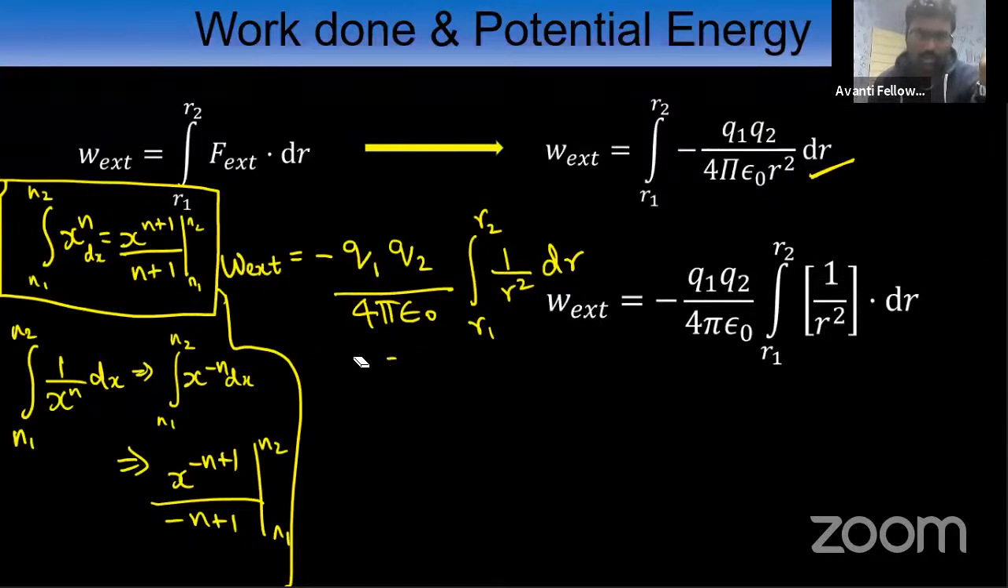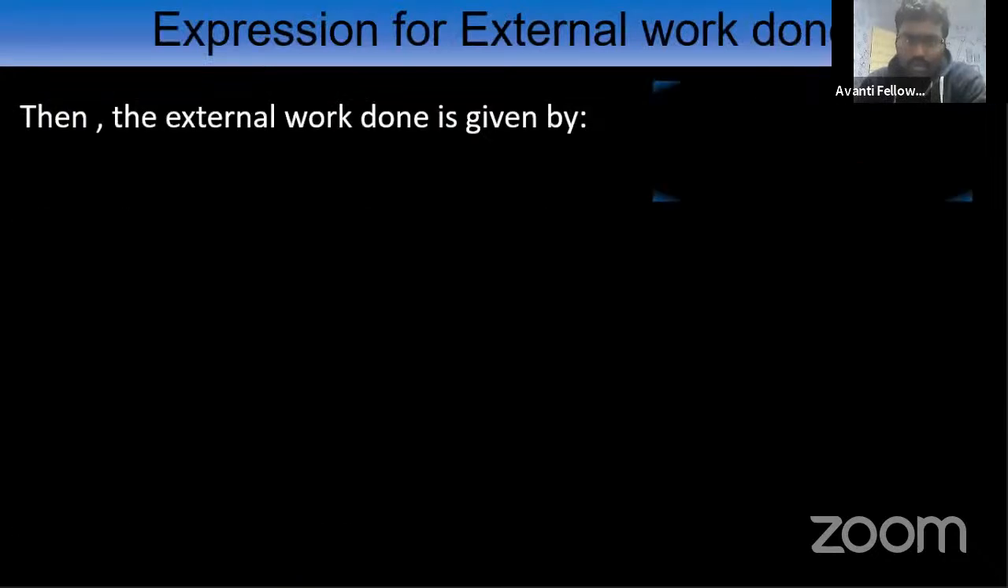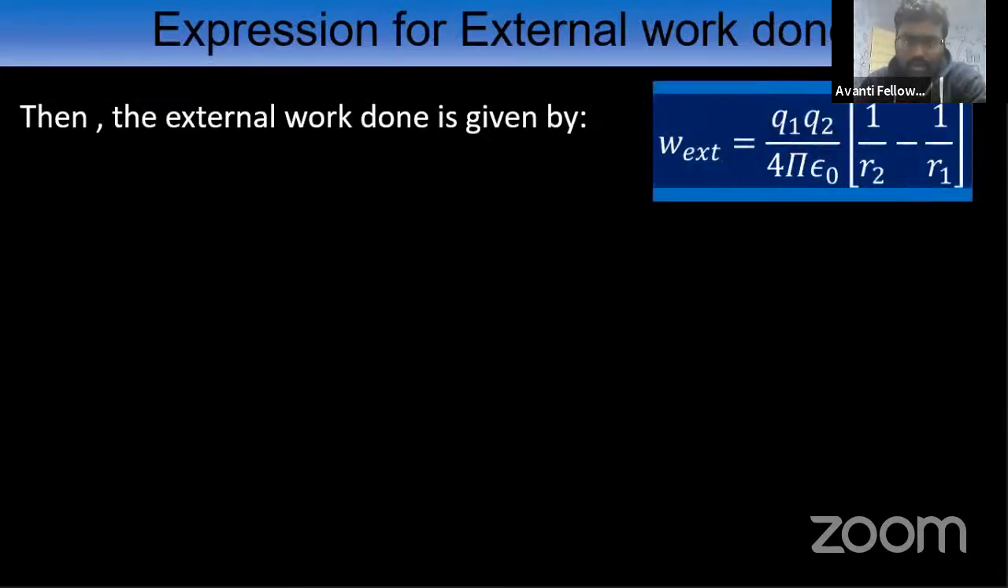Then the final expression for work external is W external is equal to Q1 Q2 by 4 pi epsilon naught into 1 by R, where my limits vary from R1 to R2. After substituting all the limits, I get W external is equal to Q1 Q2 by 4 pi epsilon naught into 1 by R2 minus 1 by R1. This is my expression for external work done.